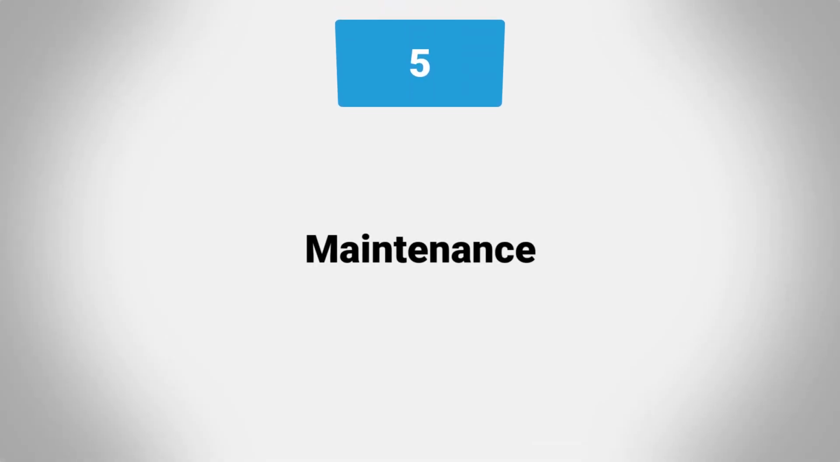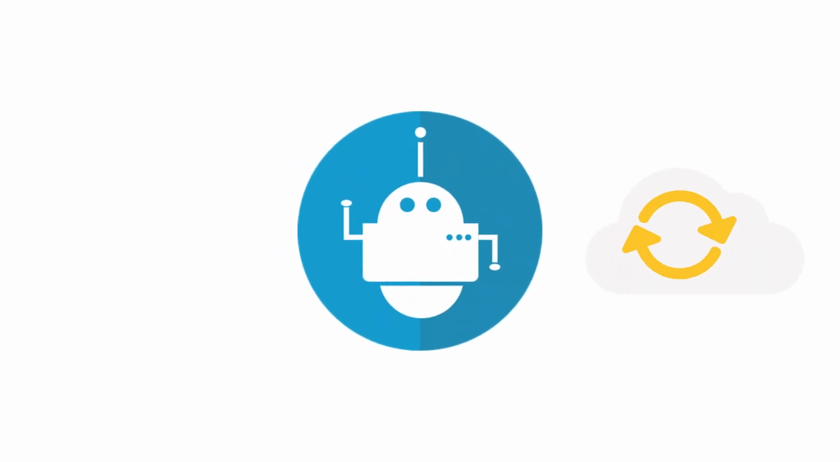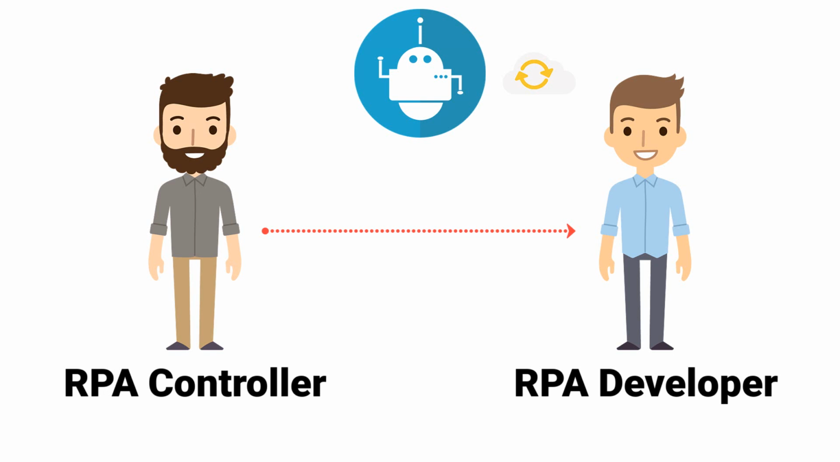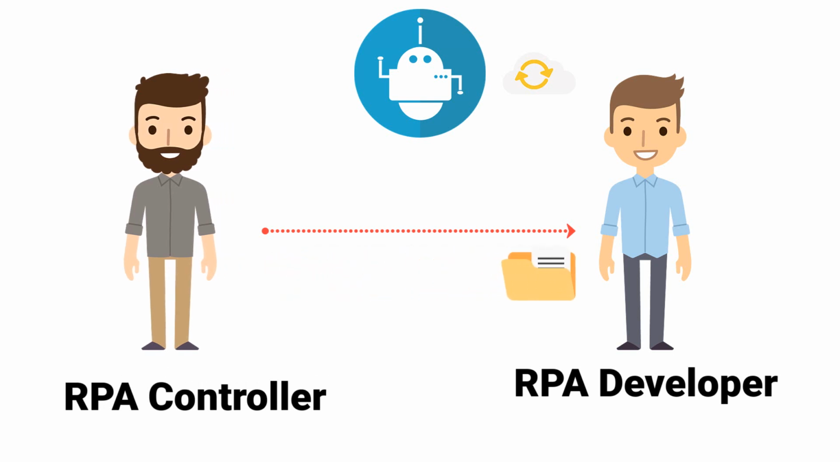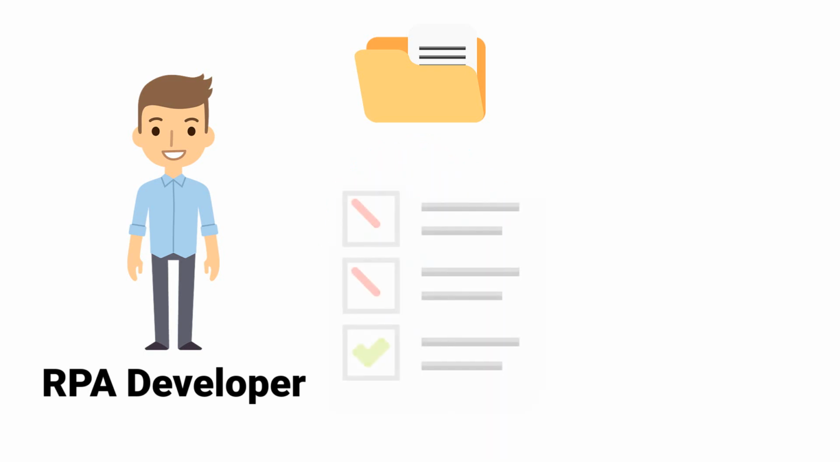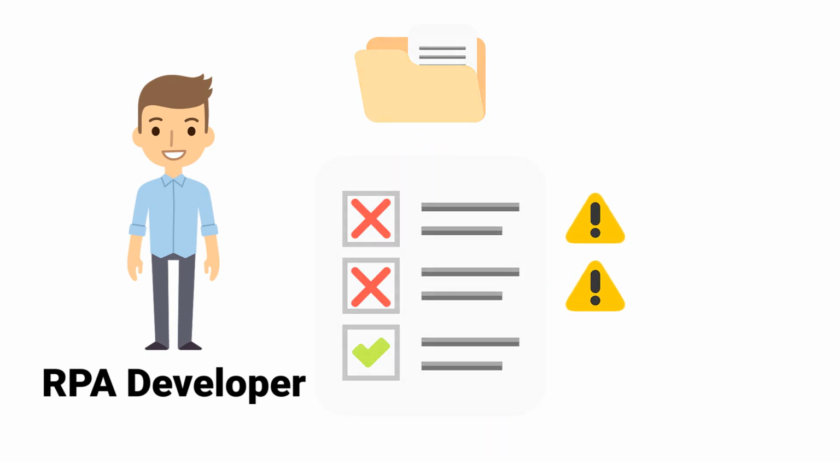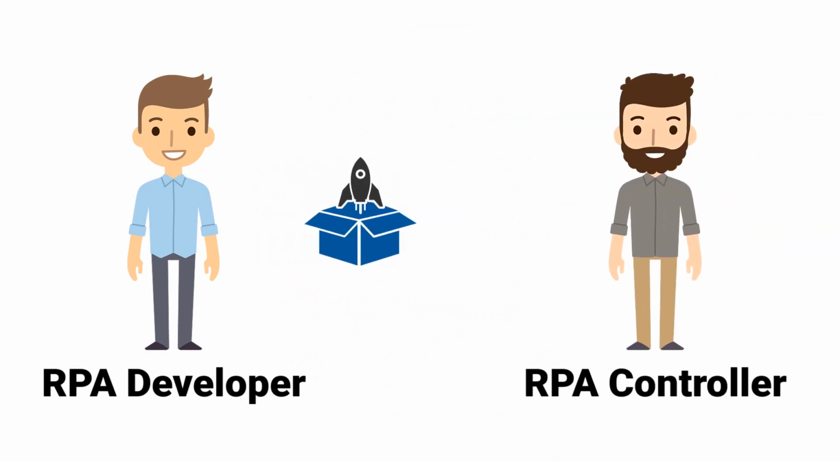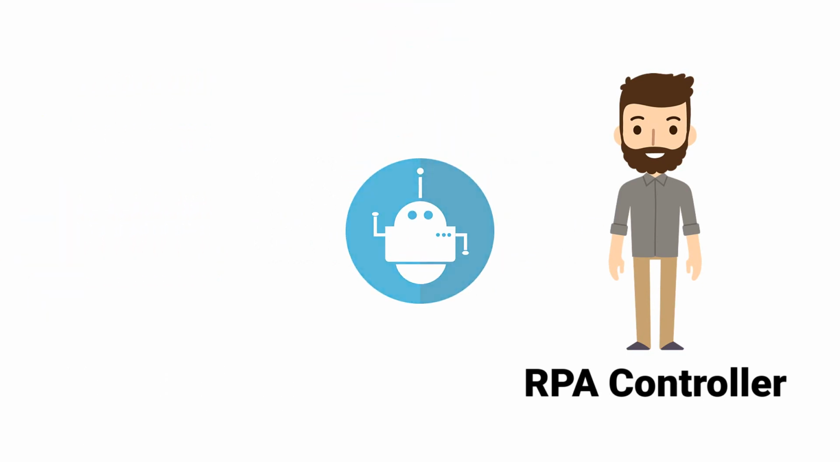Task 5, Maintenance. The bot is now live and runs on the productive machine. The RPA controller is responsible for starting and monitoring the bot. The controller informs the developer if any problems occur. He sends the bot's logs to the developer. The developer will fix the bot based on the logs. The logs usually list the steps where the problem occurred. The developer will fix the case and create a release. He sends this release to the controller, so that the controller imports the release. If necessary, the controller starts the bot again.